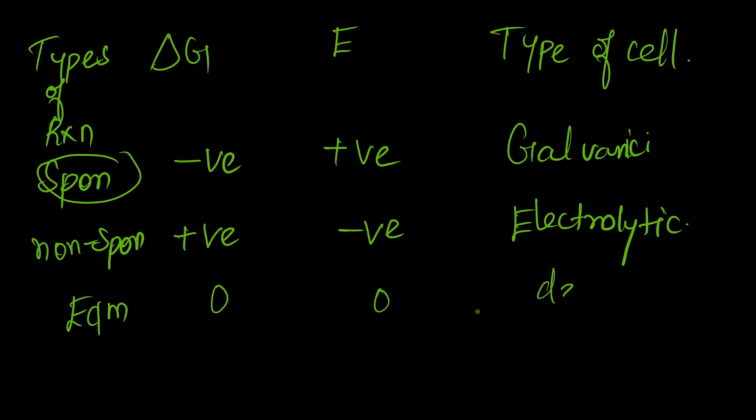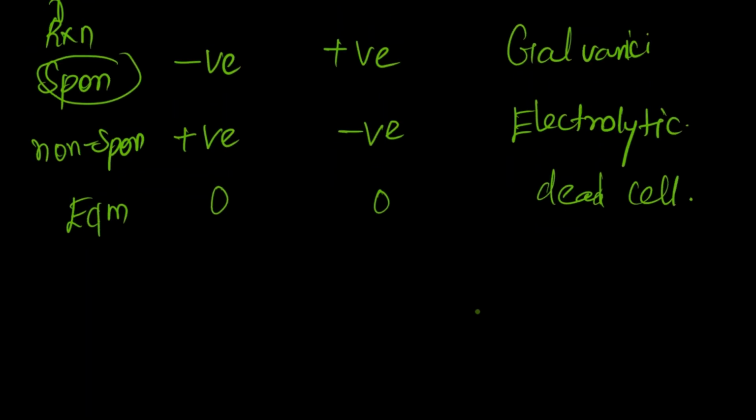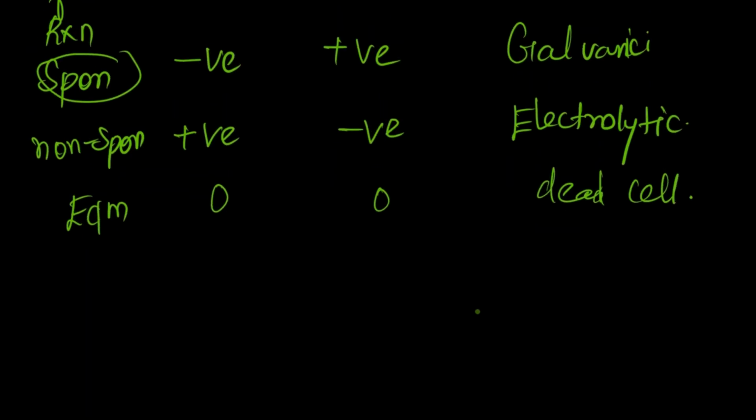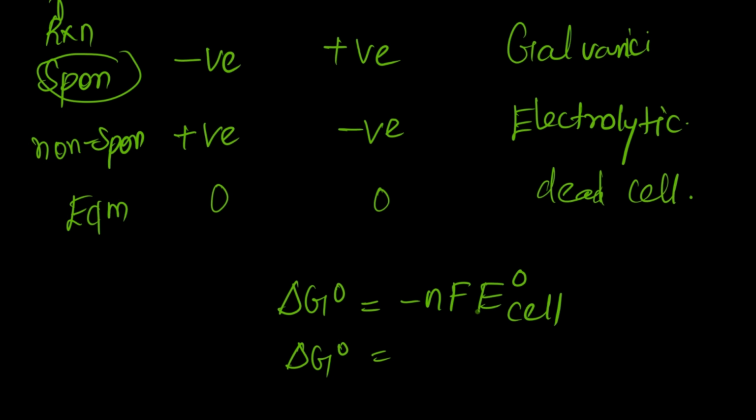Then the type of cell would be a dead cell. Other than this, we have the cell potential formula, which is delta G naught equal to minus nFE cell. Or you can also write it as minus 2.303 RT log K. Okay, so that's it for this chapter. We have pretty much covered everything in this chapter.